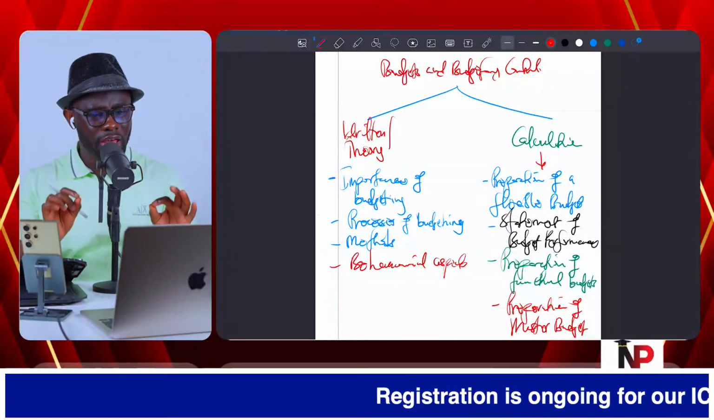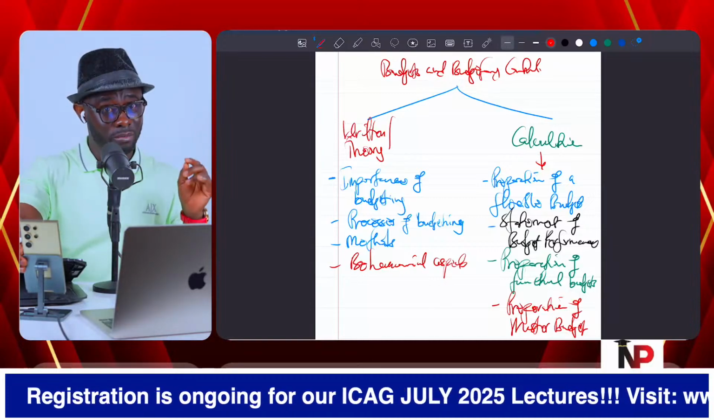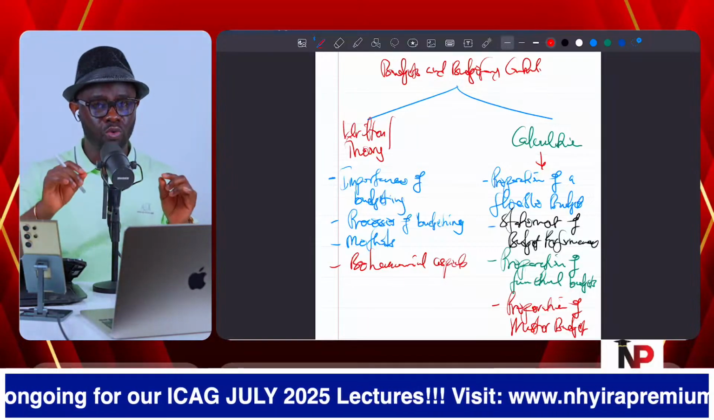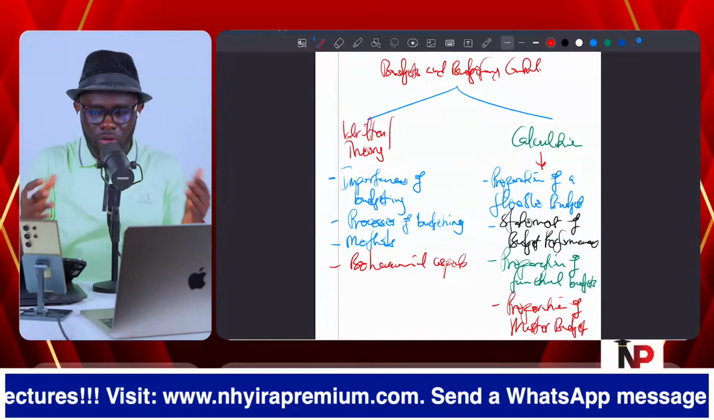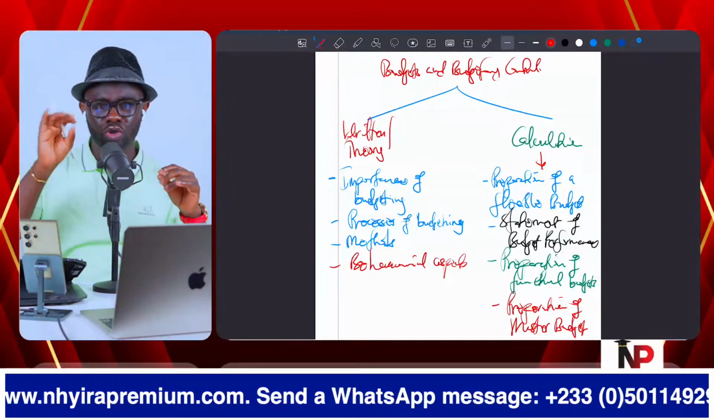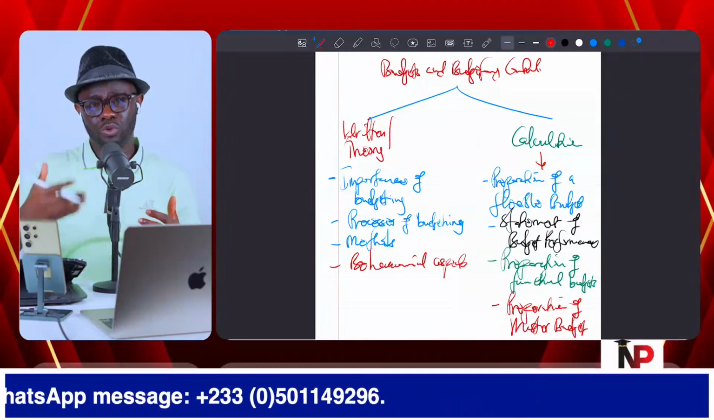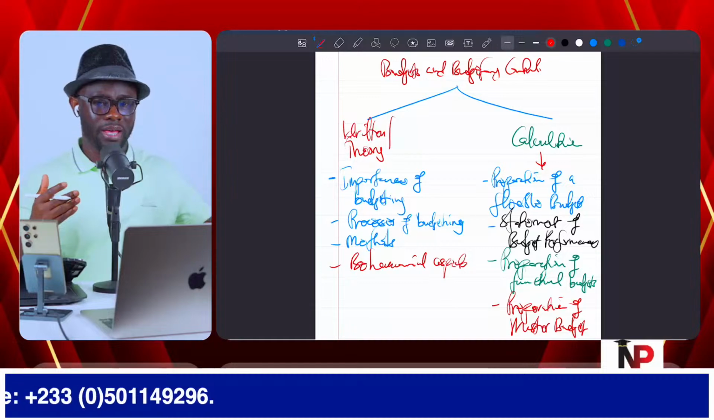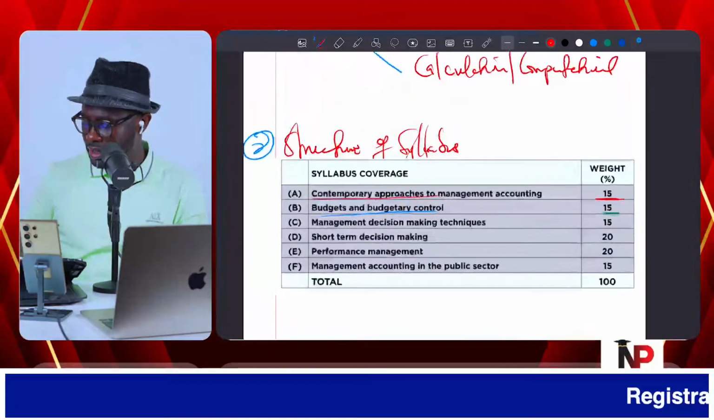Remember, my goal here is to let you understand, number one, what is in the syllabus, and number two, the options, the choices available that the examiner can throw questions from. That is what you need so that you know how to study and what to expect in the exam hall. So that's our 15 marks, budgeting.